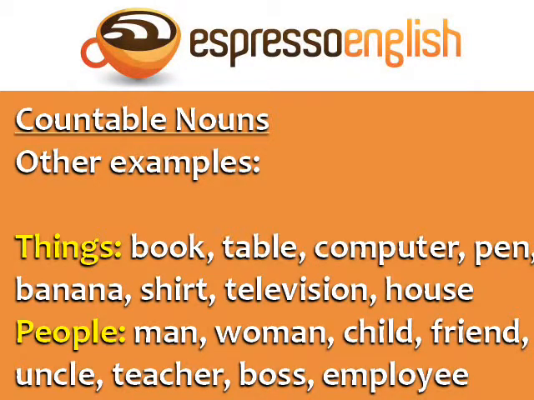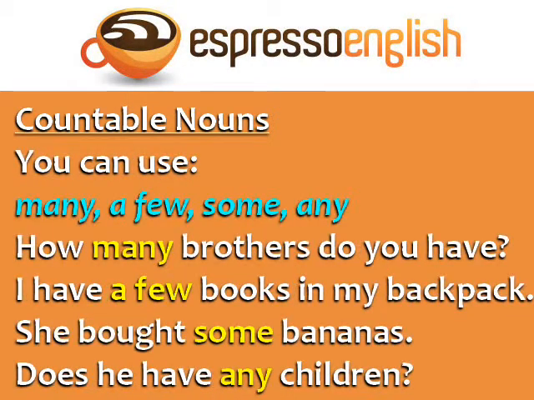People are also countable: man, woman, child, friend, uncle, teacher, boss, and employee. With countable nouns, you can use the quantifiers many, a few, some, and any.